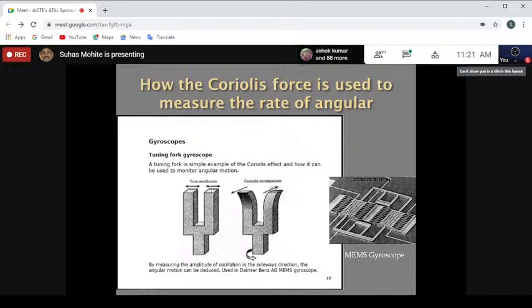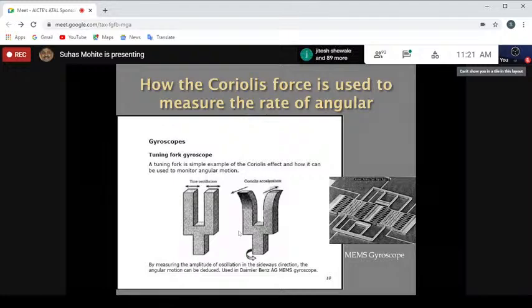The two prongs of the tuning fork are kept oscillating in the plane like this. And when these two prongs are kept continuously oscillating by applying some kind of bias, AC plus DC bias can be given. And so the comb fingers that I showed you were used for this purpose only, the two masses are kept oscillating.